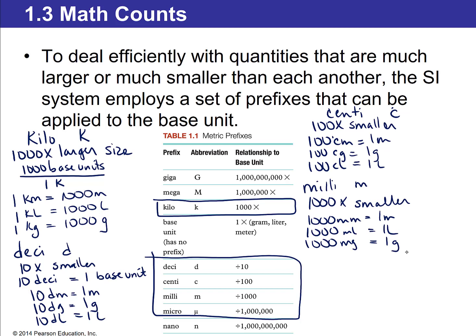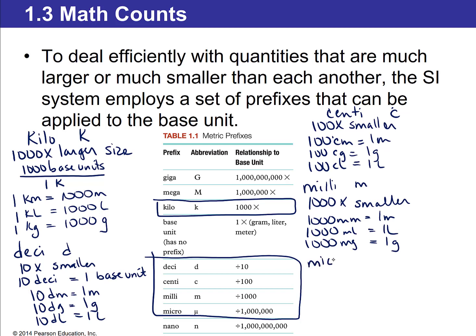So since kilo is larger, kilo would get the 1 when you're making a relationship to the base unit. It takes 1,000 base units to make 1 kilo, but it takes 1,000 millis to make 1 base unit. So one is 1,000 times larger, the other one's measuring something 1,000 times smaller in size.